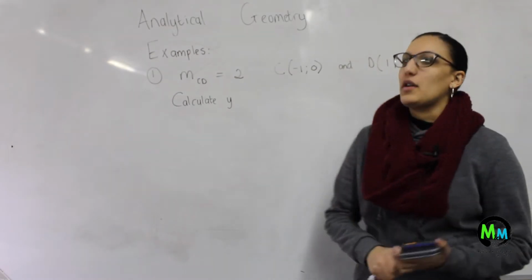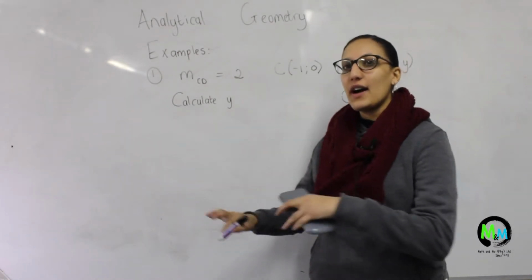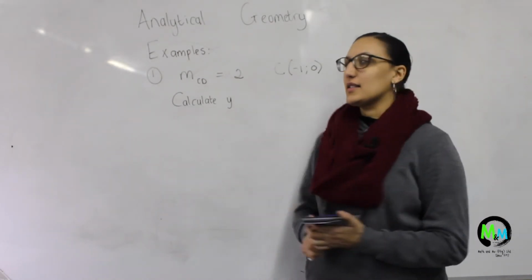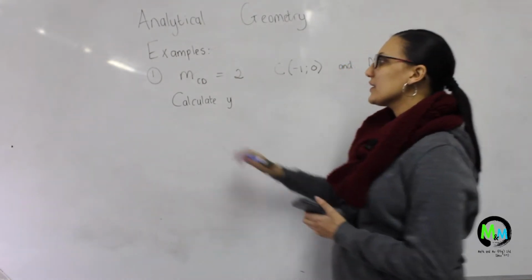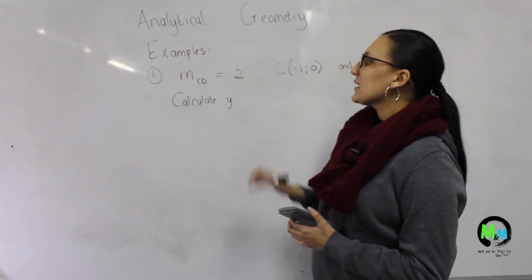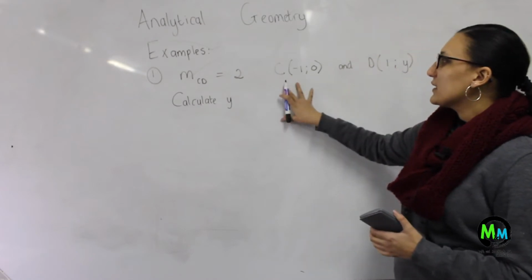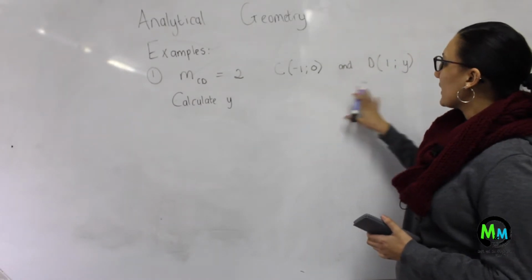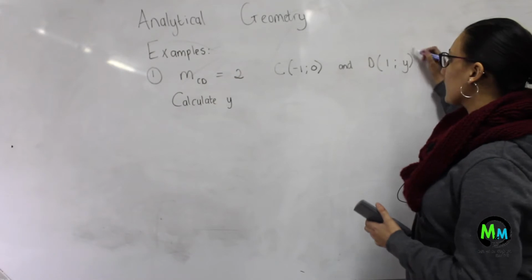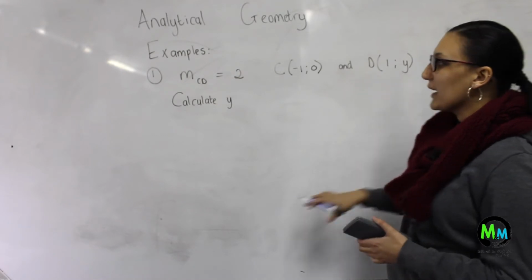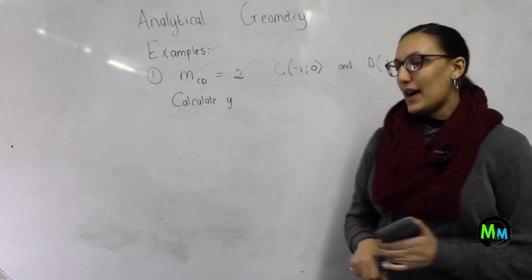We'll be looking at a few examples to solidify what we've learned in this analytical geometry section. So our first example: the gradient of CD is equal to 2, and they tell you that C is (-1, 0) and D is (1, y). So we don't know the y coordinate of D, and the question says calculate y.